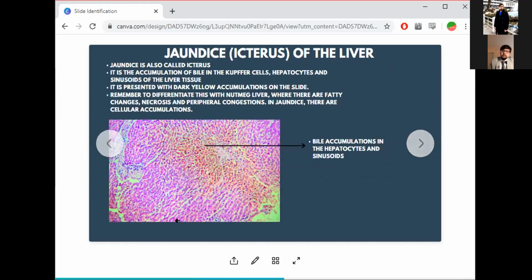When you go to jaundice, remember that in jaundice the liver cells are normal, except that some of them are discolored because they have cellular accumulation of bile. In some cases, you might see that the central vein or the portal triad might be compressed, but that depends. It is highly variable and it depends on the type of jaundice you have. Remember that jaundice is a symptom. Jaundice is not the disease.